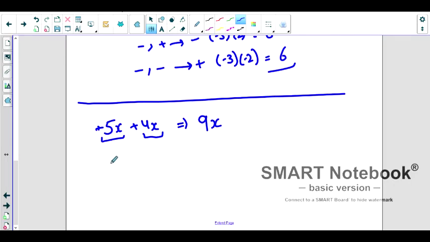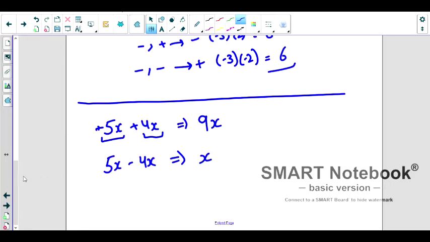Okay, if you have, for example, 5x minus 4x, again you see these are like terms, so you can solve them. And how to solve them? Just perform the operation on the constant. So it will be what? 5 minus 4, so it is x.